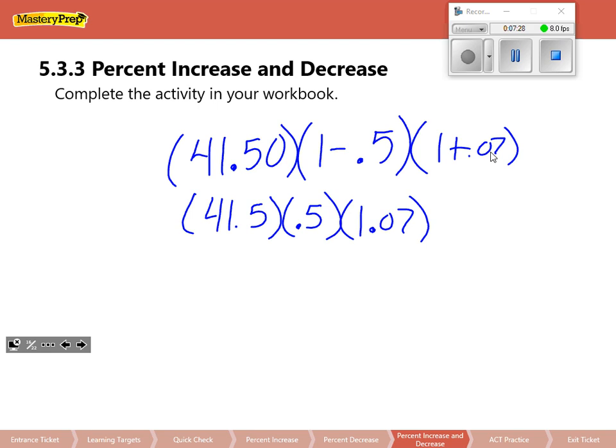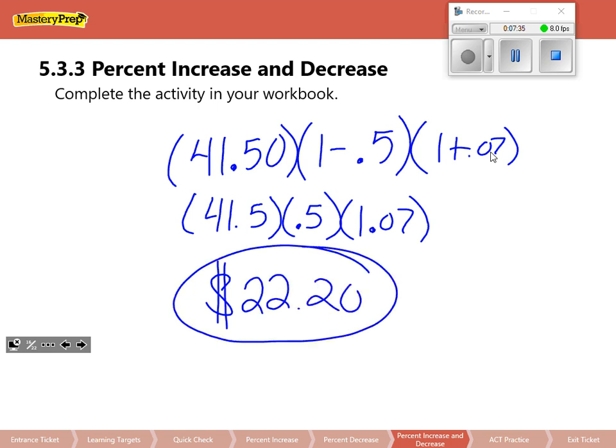And if we multiply these all together, we get 22.2. 22.20.